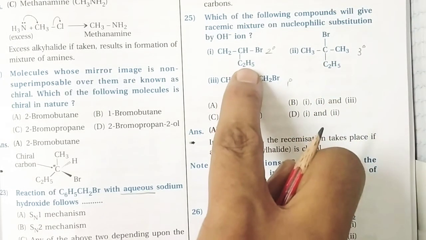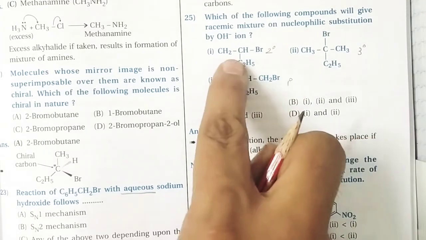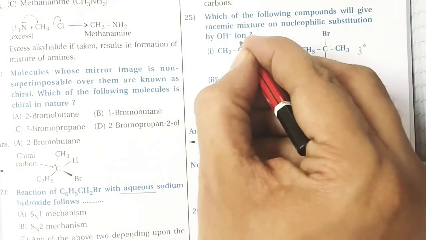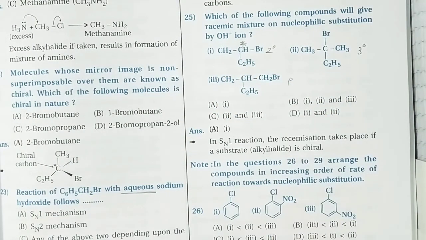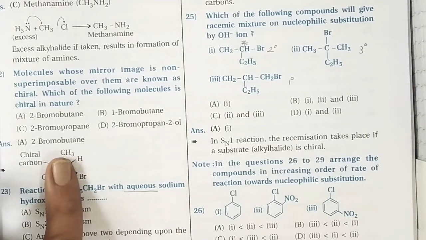While this compound is definitely chiral in nature because 4 different groups are attached to this carbon, so it's chiral in nature. And when this compound is chiral in nature, the secondary carbocation is more stable, and now the frontal attack and back attack, rear attack, gives a racemic mixture.